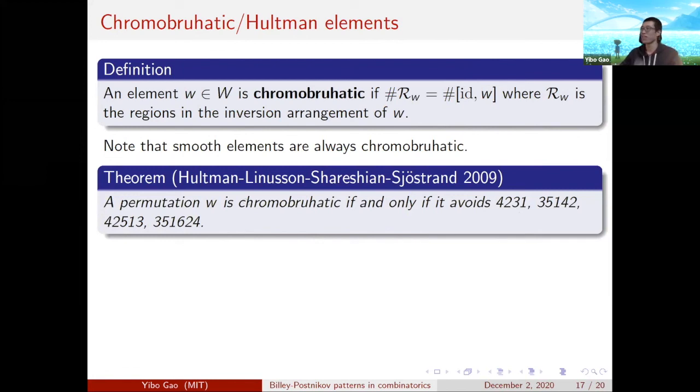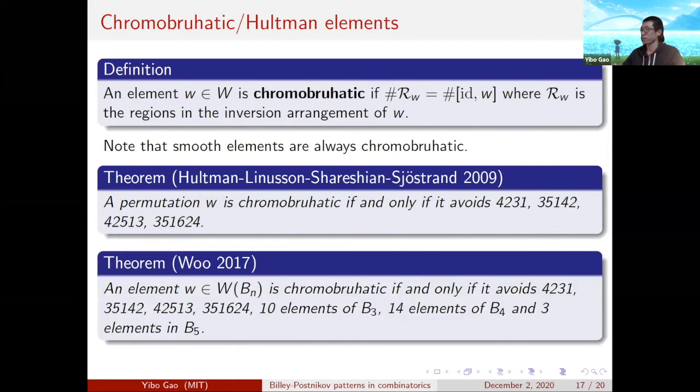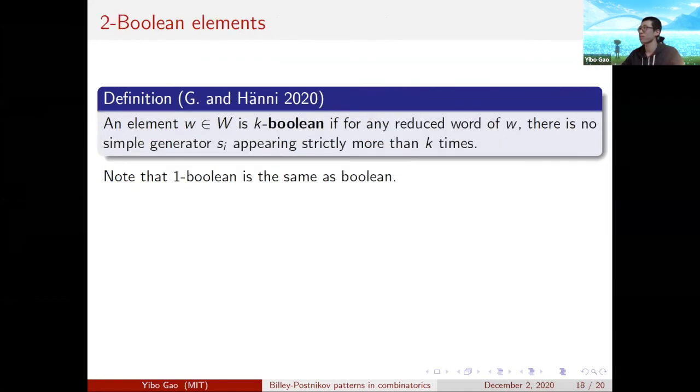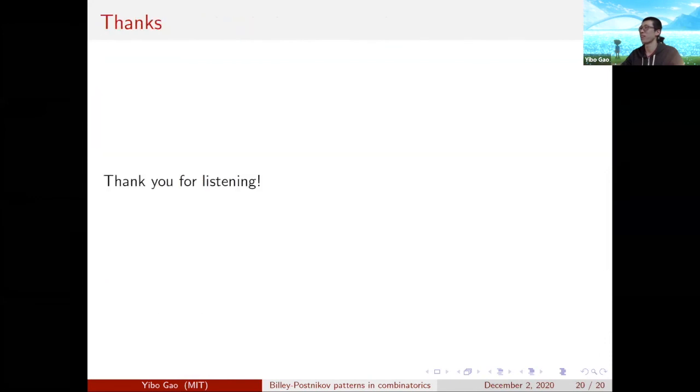Either way, it has some connections with smoothness. Alexander Wu showed that an element in type Bn is chromopragmatic if and only if it avoids a lot of patterns. You can also ask this question in general, but you won't expect the answers to be so nice. Let me just stop here. There are some more examples, but thank you for listening.